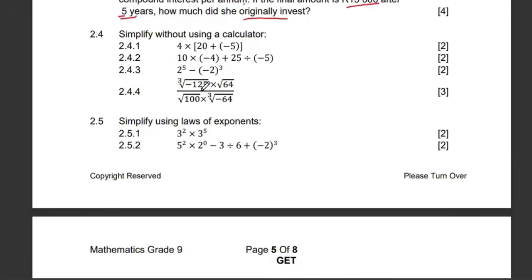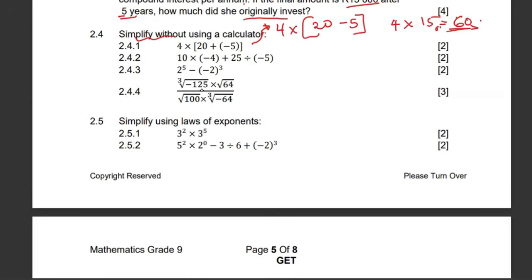All right, then 2.4, calculate without a calculator, or simplify without a calculator. So BODMAS, opening up the brackets, integers, and all of that. So let's start with the inside bracket. So it's going to be a 4 times that's a 20. We know that a plus and a minus gives us a minus. So that's a 5 minus. And then we're going to have 4. 20 minus 5 is 15. 15 times 4 gives us a 60.